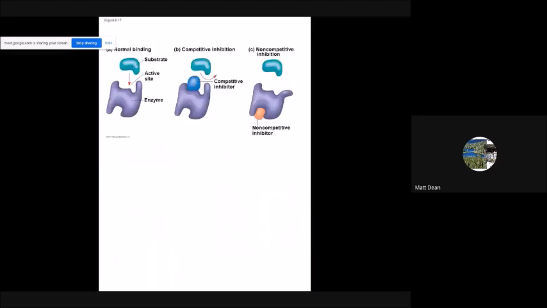Here we can see a little bit of inhibition going on. So here we have a normal substrate, a normal active site. They're going to bind. They'll go through an induced fit, and the reaction will be catalyzed. That's normal. Here we see a competitive inhibitor. So it binds to part of the active site. And because it's sitting there, the normal substrate can't bind. So the reaction is inhibited, stopped, prevented.